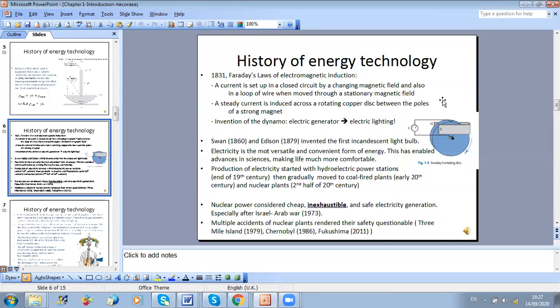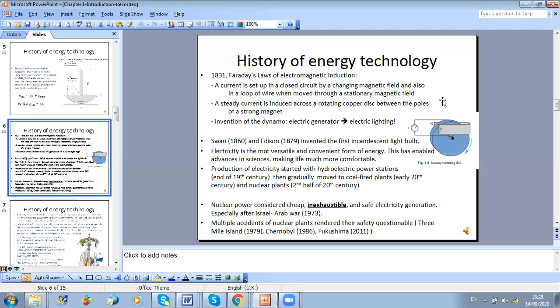Now, another type of transformation of energy is electromagnetic induction. Using electromagnetic induction, we can transform magnetic energy into electrical energy, or electrical energy into magnetic energy. In 1831, Faraday came up with some observations and stated the following law. First, a current is set up in a closed circuit by a changing magnetic field, and also in a loop of wire when moved through a stationary magnetic field.